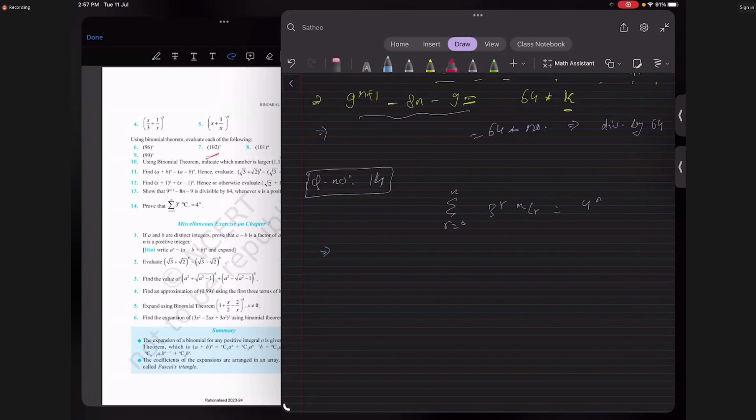So if you see this expansion, then this should be like r equal to 0. This should be like 1 plus nC0 and nC1 into 3 plus nC2 into 3 square plus nCn into 3 to the power n. And this is nothing but 1 plus 3 to the power n. So this should be equal to 4 to the power n. So this was the simple proof for this, and this concludes our main exercise part.